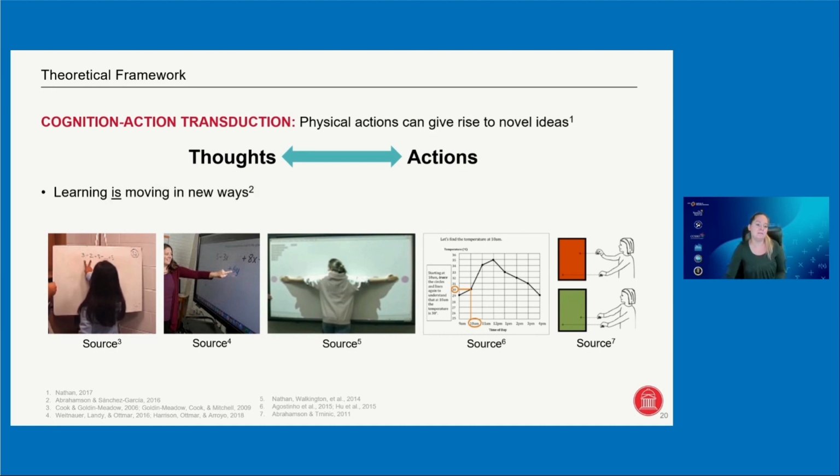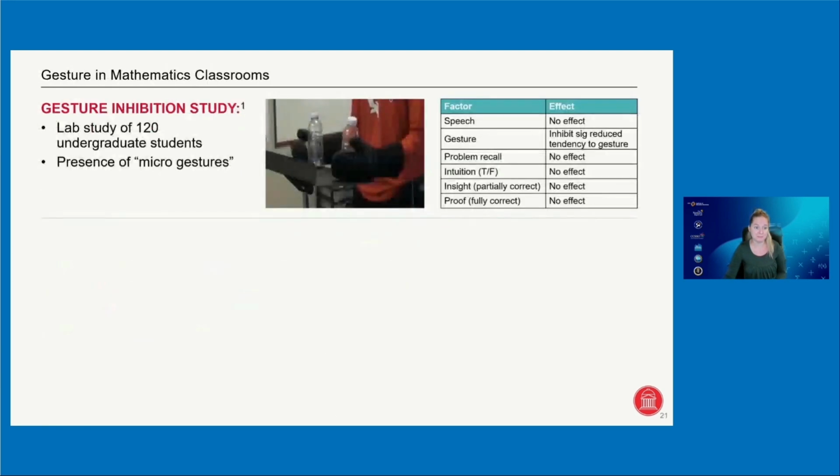And there's been some support for this in these research studies. And this kind of lends itself to the idea from enactivist research that learning is moving in new ways, that learning to gesture a mathematical concept is a form of learning that mathematical concept, even if you can't verbalize it. So we've done several studies looking at these ideas.